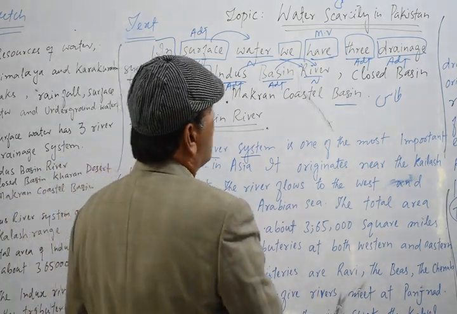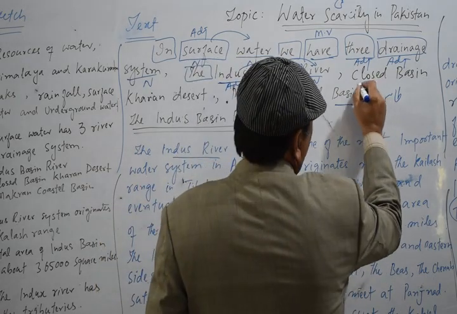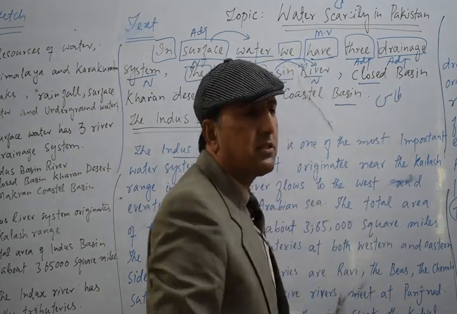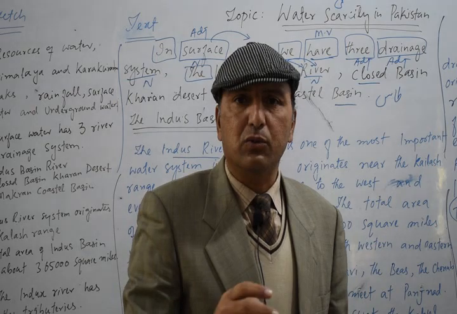Now the next we have "closed basin." Closed, now you see, close is basically a verb, and closed is the past participle, the third form of the verb: close, closed, closed.